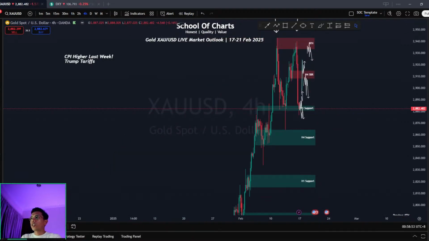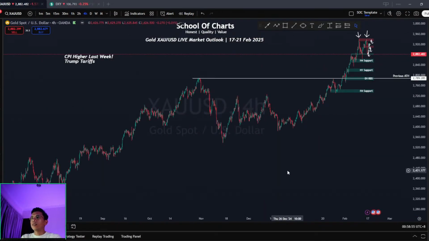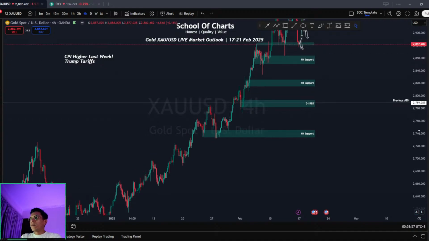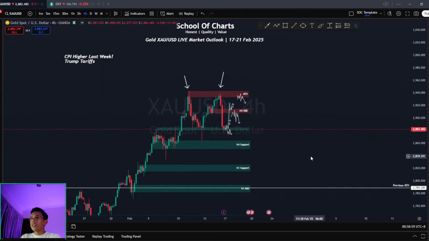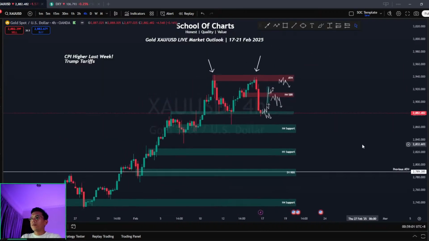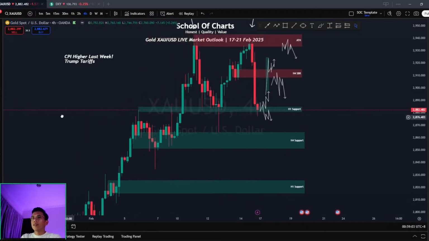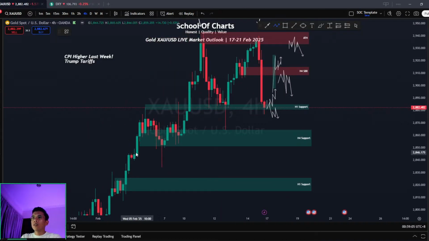Okay, let's look at the H4 time frame to see more clearly. Here we can see clearly on the H4 time frame, gold managed to hold this level previously, kind of forming a strong support before making a strong push to the upside. This is really strong bullish momentum.